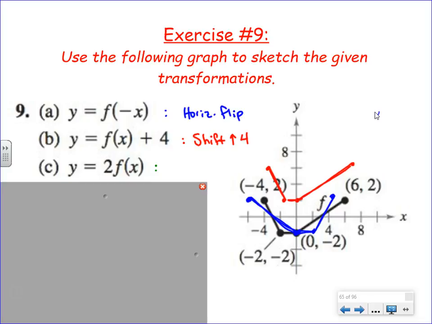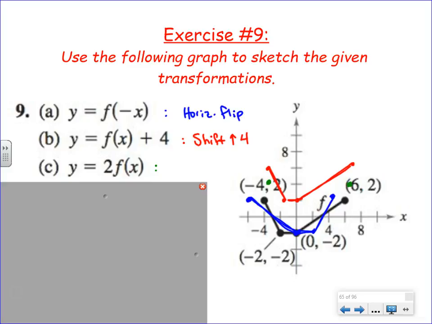Exactly. Or think of it this way. If I plug in -4, f of -4 is 2. Double it, now it's going to be 4. So it's going to be up. Now don't think of it as adding 2. Think of it as just multiplying. 2 doubled is 4. How about this one? At 6, plug in 6, f of 6 doubled is? How about this one? Negative 2 doubled is negative 4.